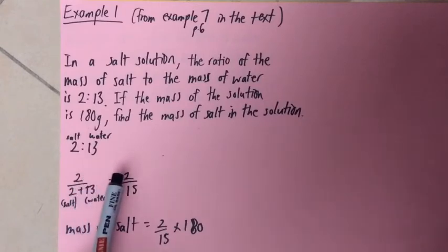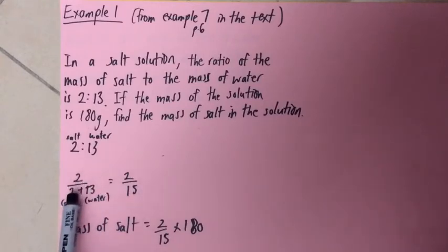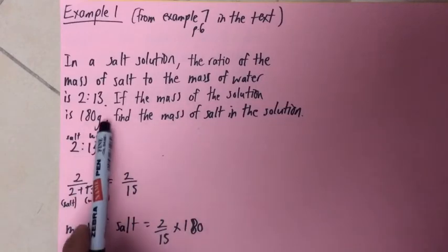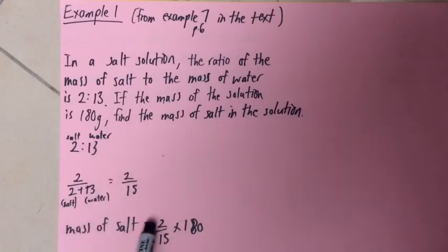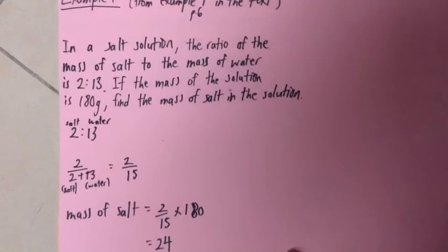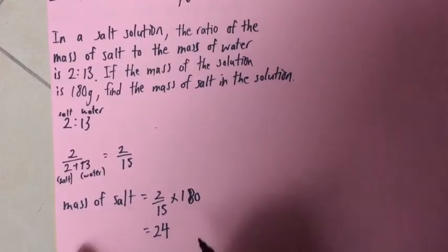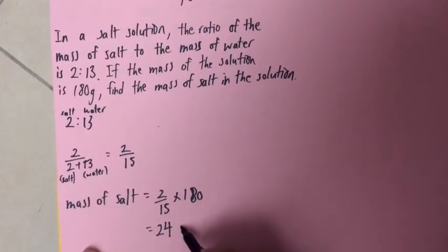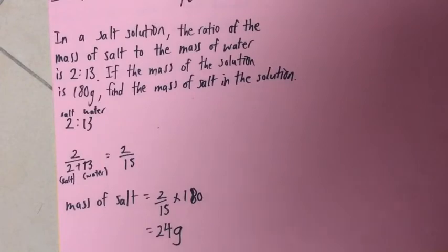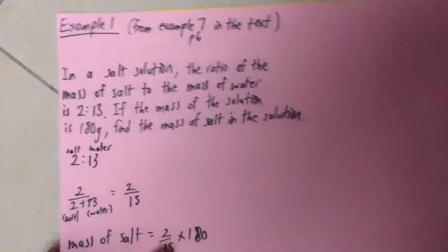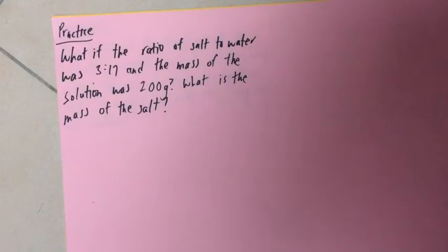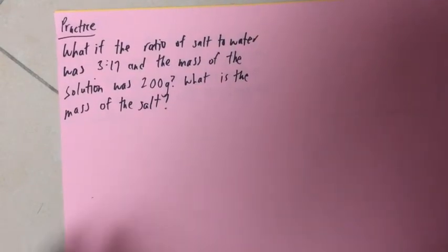the ratio of salt to the total solution would be 2 over 2 plus 13. Because the solution contains salt and water, we need to add both 2 and 13 together. That gives us 2 over 15. So if we have 180 grams as a solution, 2/15 of that would be 2 over 15 times 180. We multiply those two numbers and we get 24. So the mass of salt that's part of the solution is 24 grams. Okay? So pretty simple with the first example. Now I want you to pause the video and try doing this practice question.